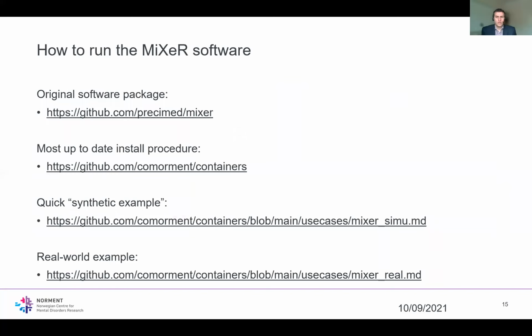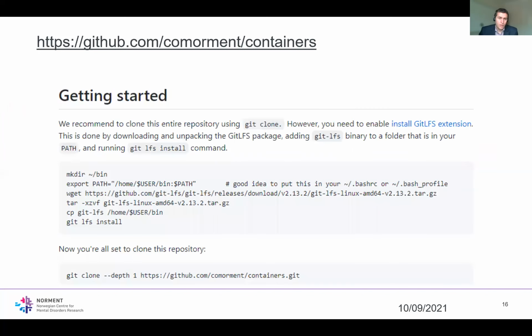Now let's go over some practicalities: how to run the MiXeR software. The first link here provides the original software package and its documentation. But now there is an easier, most up-to-date installation procedure in the Comorment containers repository. It includes a quick synthetic example on artificial data and a real-world example between schizophrenia and cognition.